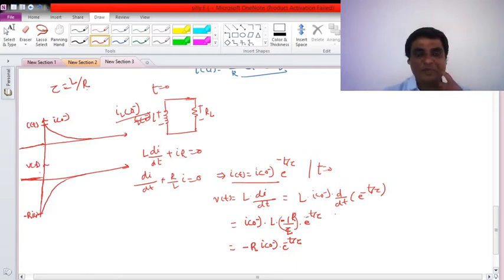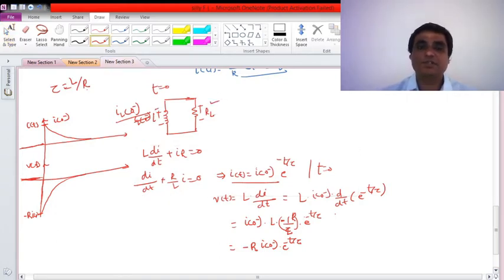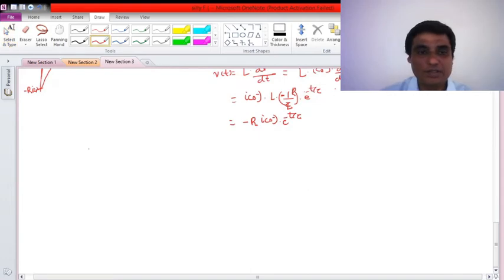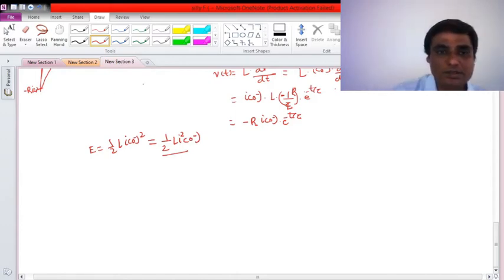Fine. Now we can also calculate how much energy is stored in the inductor and how much energy is spent in the resistor. So let us prove it, or let us check it out. How much energy has been stored in the inductor here? Half L into I of 0 negative square, or I can write that as half L I 0 negative squared. This much energy has been stored in the circuit which we have taken.